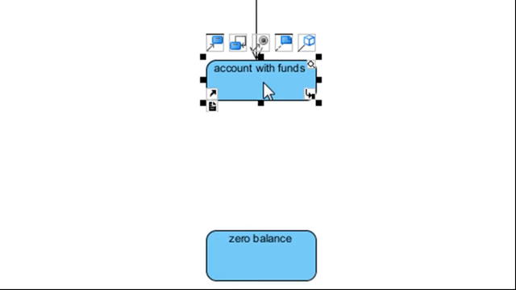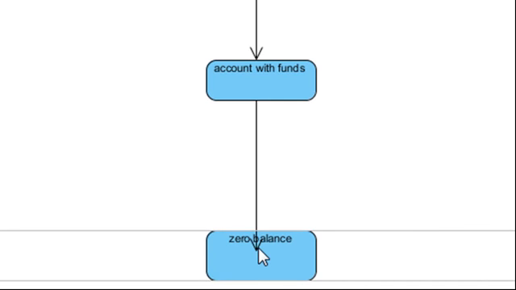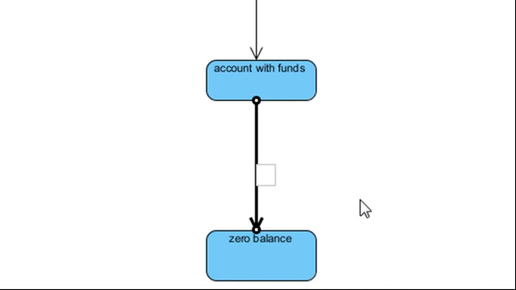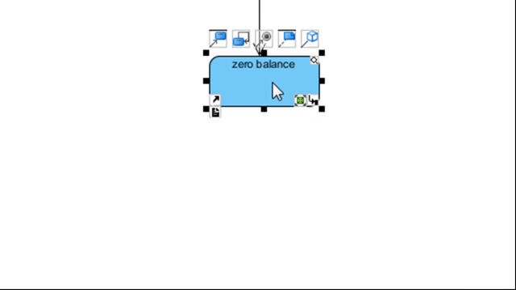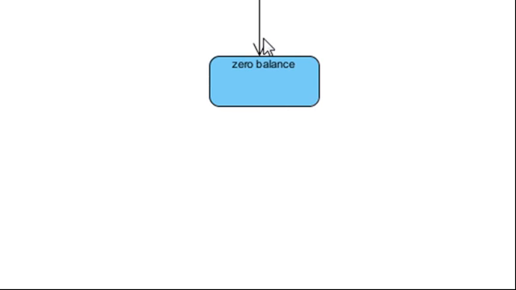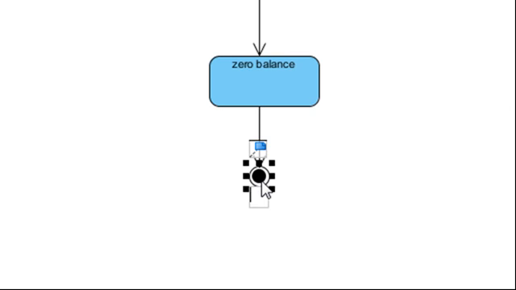And from this state here, let's just say that you withdraw all the money out, and then you should move into the zero balance state. To draw that transition, drag this icon, transition to state, and drop it over the zero balance state. And then click in the background when you're done. And from this zero balance state, let's draw the final state from here. Select this icon and drag downwards and release your mouse button when you're done.